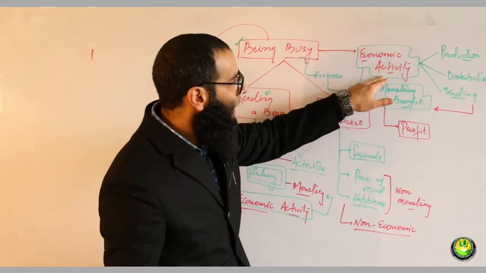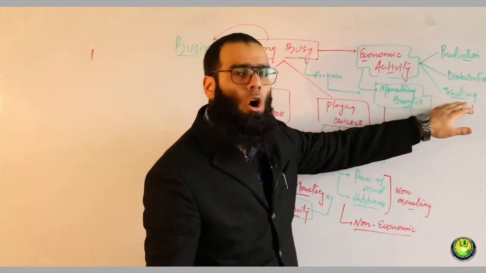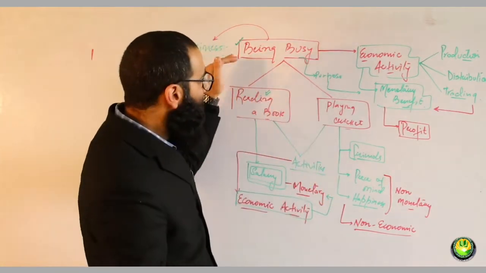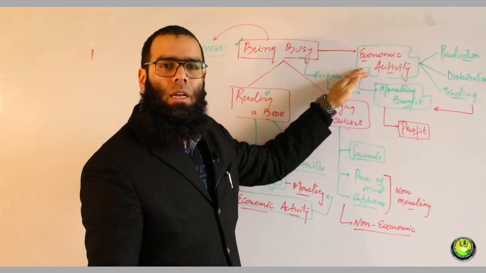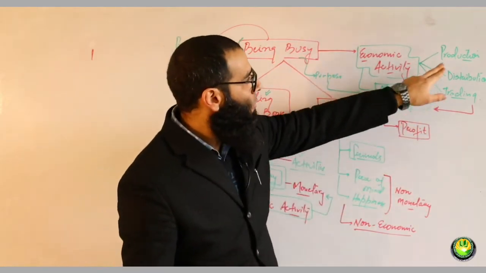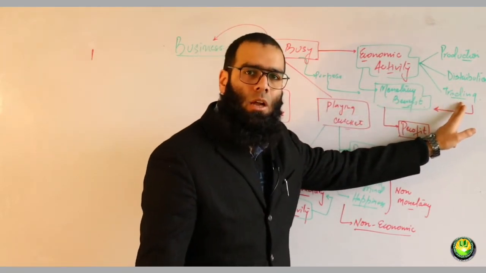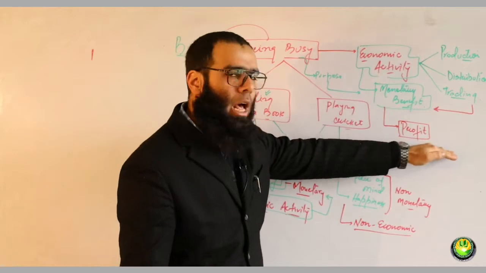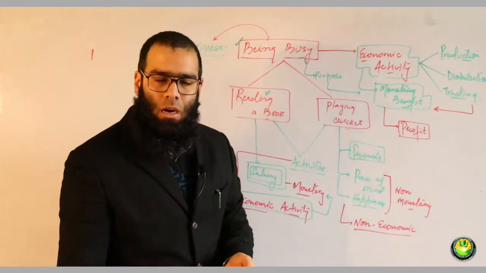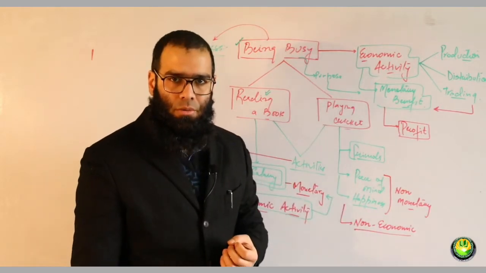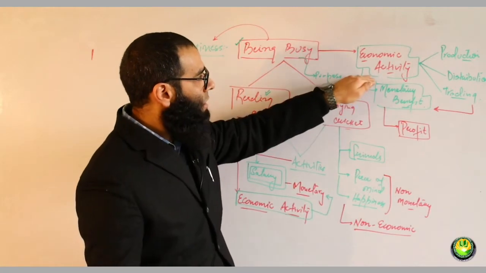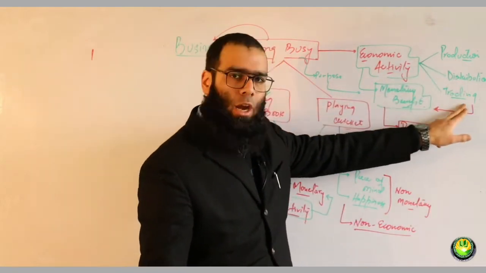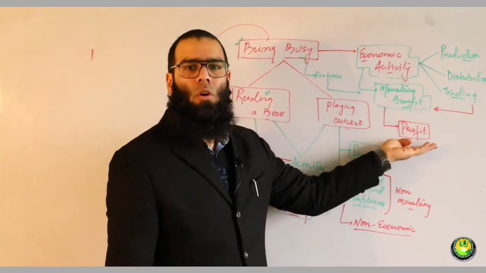And now we understand that economic activity is production, distribution, or trading. Now if we further add this point to our understanding of business, we can say business involves economic activity of production, distribution, and trading to earn some monetary benefit in the form of profit. So our definition is getting more diverse. We are understanding other parts of this definition. Again, I will repeat that business involves economic activity of production, distribution, and trading to earn some monetary benefit in the form of profit.